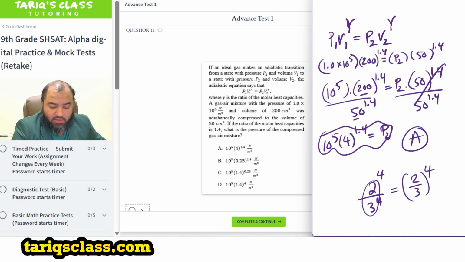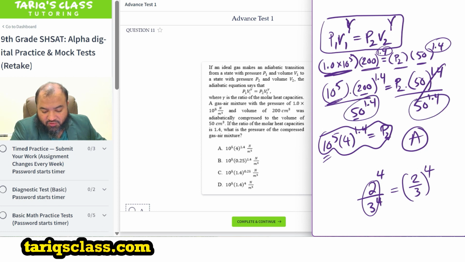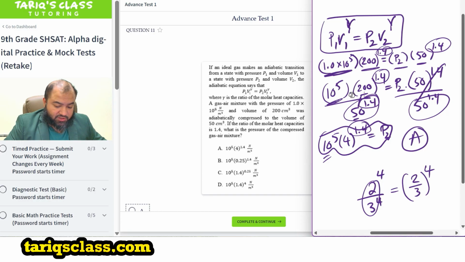All right, let's take a look. So this was the equation, and we started plugging in P1 volume molar ratio, P2 volume molar ratio. And this one we didn't really do anything, 10 to the power 5 just stayed there. And the main point is we had to divide both sides by 50 to the power 1.4. And for division, this is what you have to know: you could divide the 200 by 50 and keep the power on top, instead of keeping separate powers. Okay, that's pretty much it for this question.